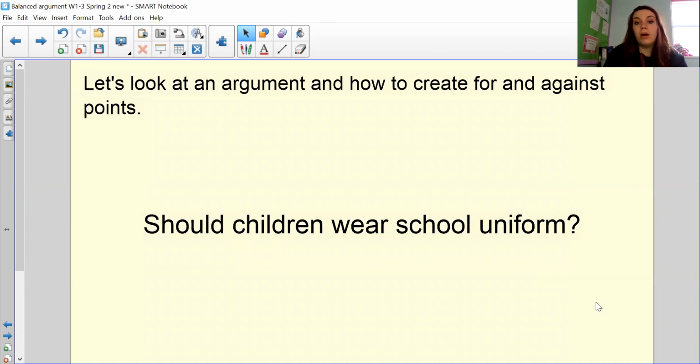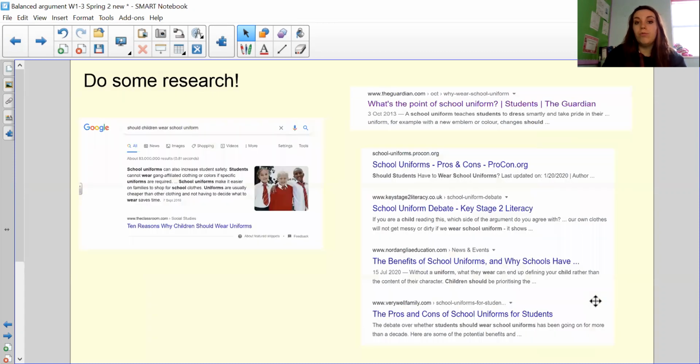So let's look at an argument and how to create a for and against for it. So should children wear school uniform is our argument. So the first thing we're going to do is do some research. So I've just typed into Google, should children wear school uniform? And lots of different articles came up. So we had, what's the point of school uniform, pros and cons, and that just means like for and against. A debate, benefits of school uniform. So I found loads of resources to look at different points of view.